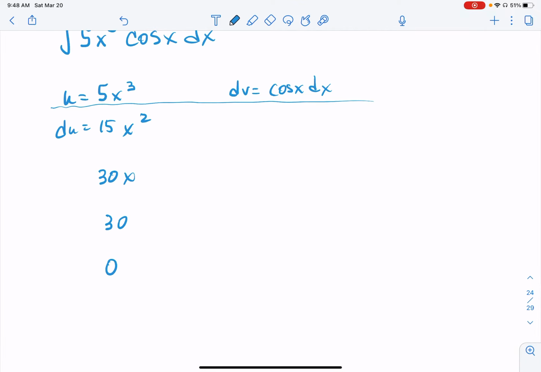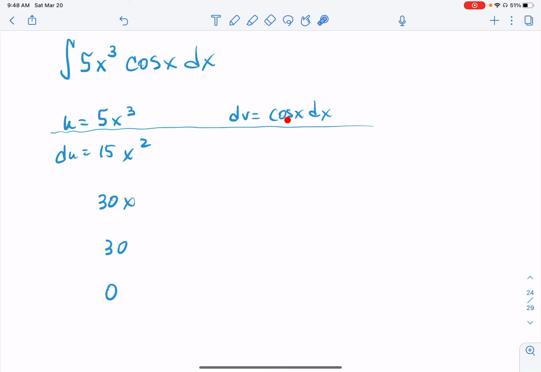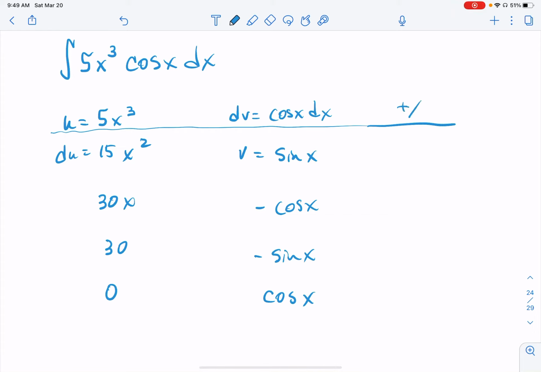We have 4 rows here. We're going to have to take 4 antiderivatives of cosine x. So taking the antiderivative gives us v equals sine x. Take its antiderivative again, we get negative cosine x. Take its antiderivative again, and we get negative sine x. One more time, we get positive cosine x. And then the last column here is a sign change, starting with plus, minus, plus, minus. Just alternate them.